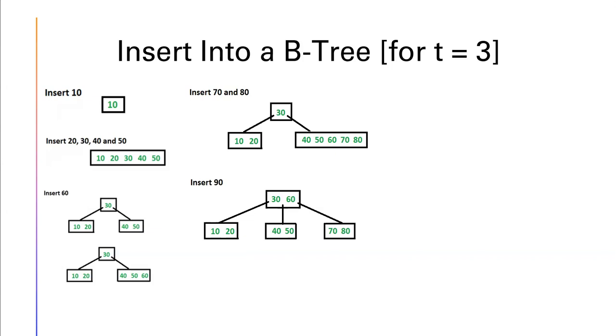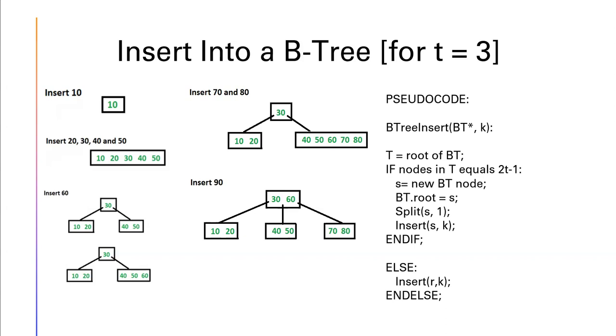So we will have 10 and 20, which is less than 30. We will have 40 and 50, which is greater than 30, but also less than 60. And then we will have a third child, 70, 80, which is greater than 60. And as you can guess, afterwards we can insert 90 at the end. Here's some oversimplified pseudocode to explain the tree insertion.